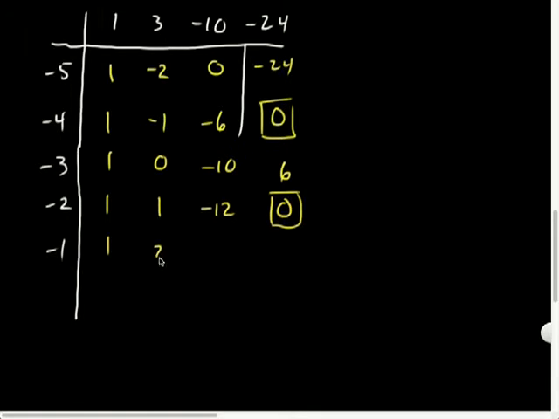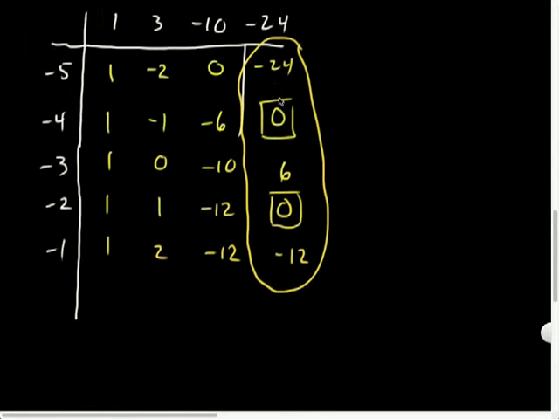-1 and 3 is positive 2. -1 and 2 is -2. It's -12. And that's positive 12, and that is -12. So that's... Now think about these. Remember, thinking about this as synthetic substitution, that means there was a point at -5, -24, at -4, 0, at -3, 6, at -2, 0, and so forth.